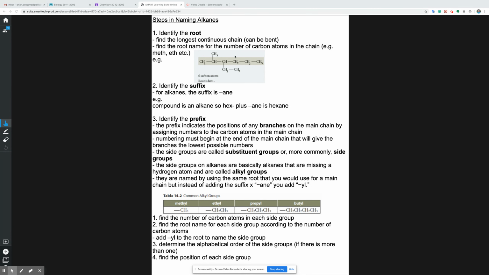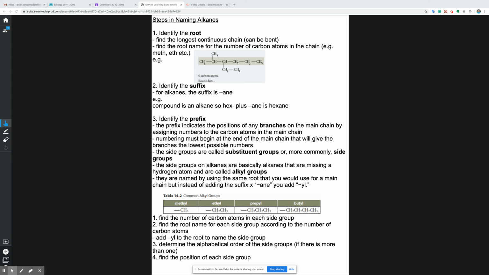Identify the suffix. Again, these are all single bonds, so our suffix is ane, because this is an alkane. Our root is hex and our suffix is ane, so this would be hexane. Okay. Now we want to identify the prefix.